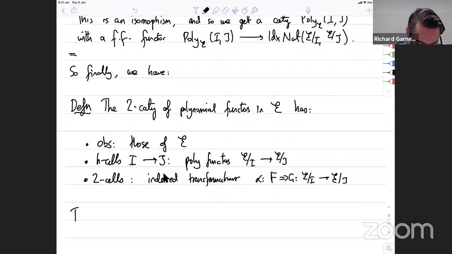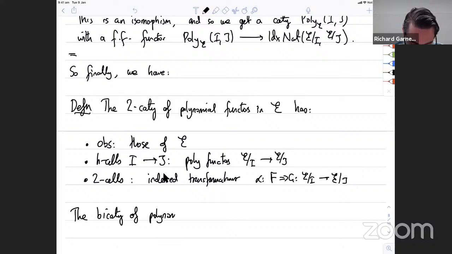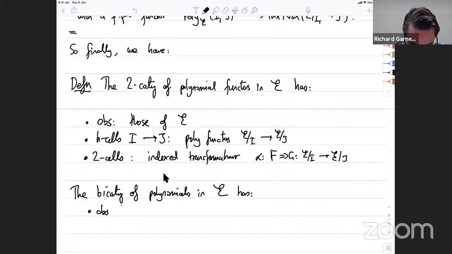But the nice thing is, so given this previous result, the bicategory of polynomials in E has objects, those of E, one cells from I to J, polynomials from I to J, and two cells, these maps of polynomials.